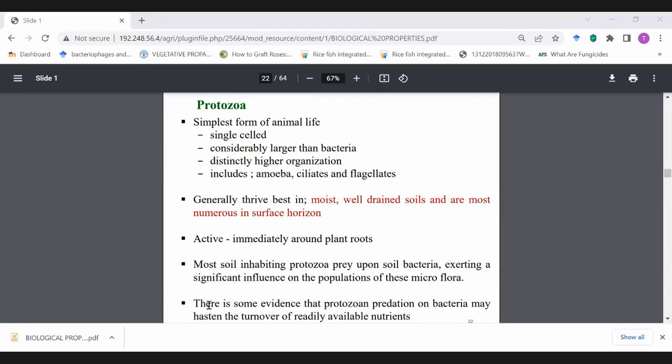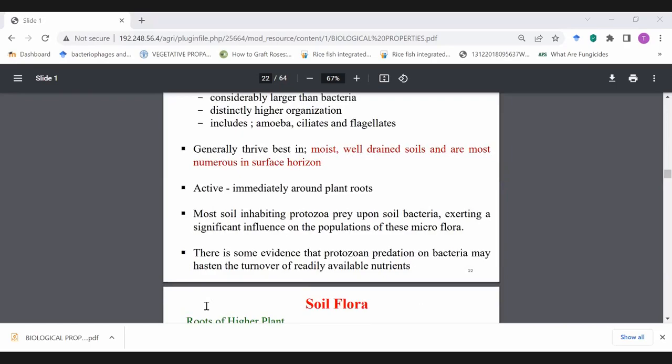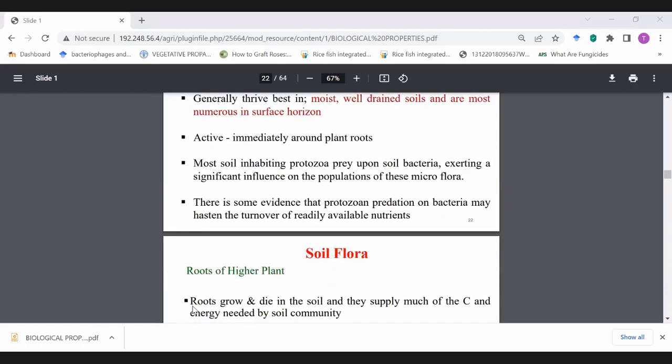Those are the locomotion forms of the Protozoa, and generally they can thrive, which means develop well, in moist, well-drained soils, and are most numerous in the surface horizon. They are very active around the plant roots, and most soil-inhabiting protozoa prey upon soil bacteria. They can influence the population of the microflora by hastening, which means speeding up, the turnover of readily available nutrients.